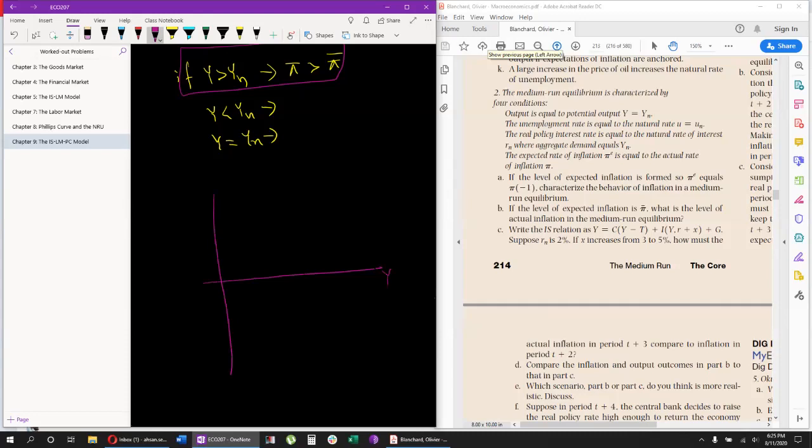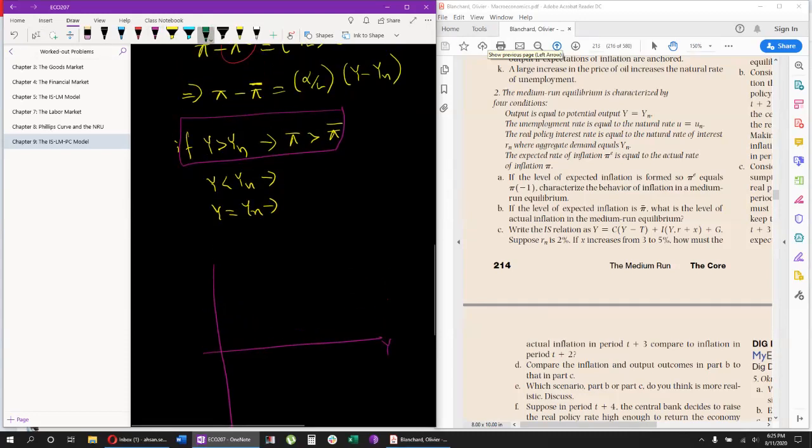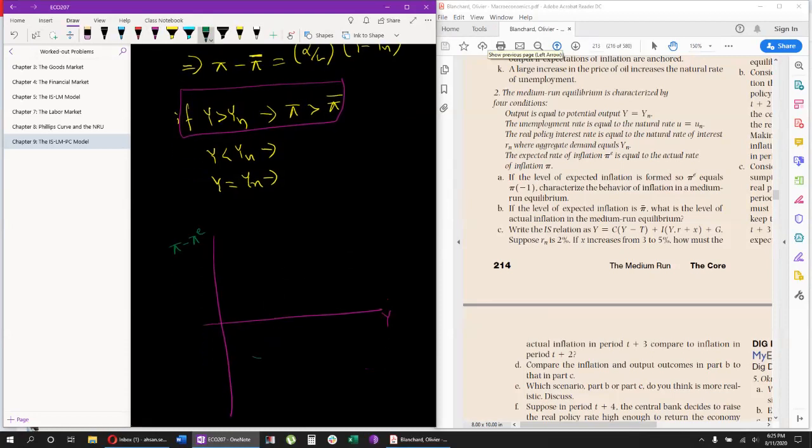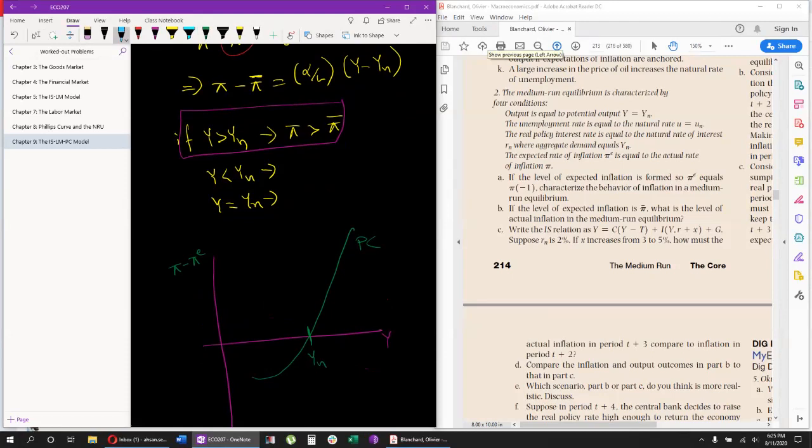So this is, of course, Y. And over here, we are measuring inflation minus expected inflation. Suppose this is what we have. This is the Phillips curve. And at this point, we have Yn, which is the natural rate of output. Suppose we are not at equilibrium. Suppose we are at this point, okay?